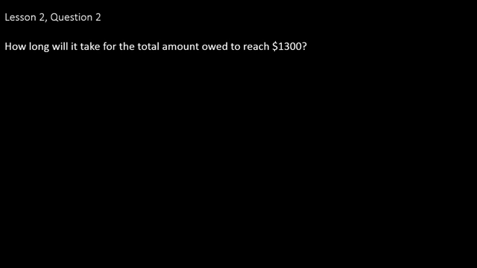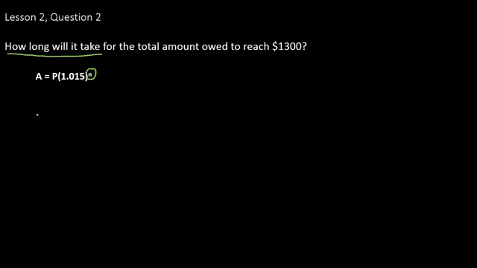Let's take a look at question 2. It asks us, how long will it take for the total amount owed to reach $1,300? So once again, we're using this formula. But how is the question different? Well, this time we're not being asked to solve for A, we're being asked to solve for N. It says, how long will it take? So N is our goal this time.